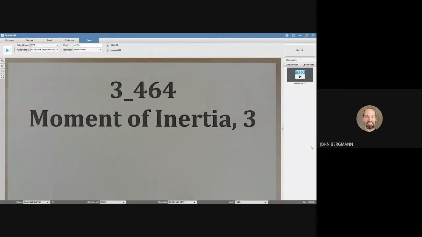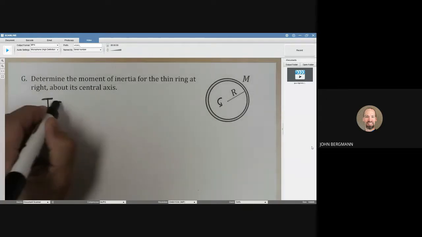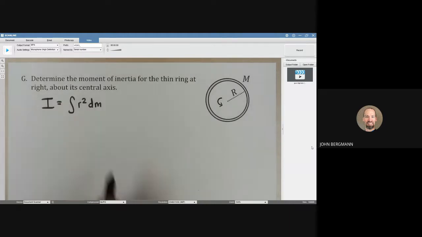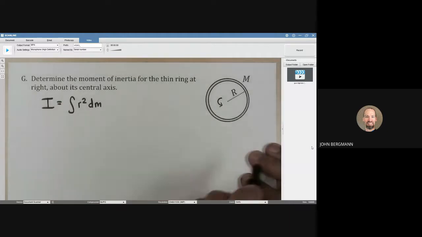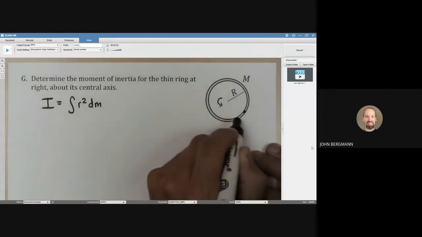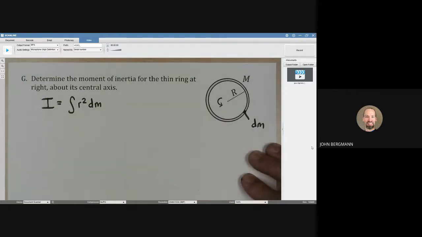We're going to do a couple more examples of determining moments of inertia. What's the moment of inertia for the thin ring at the right about its central axis? Whenever we find the moment of inertia, we need to integrate r squared dm. Now, for this case, here's a little dm right there. There's another one, there's another one, there's another one. Isn't it true that all of these dm's are the same distance from the center?